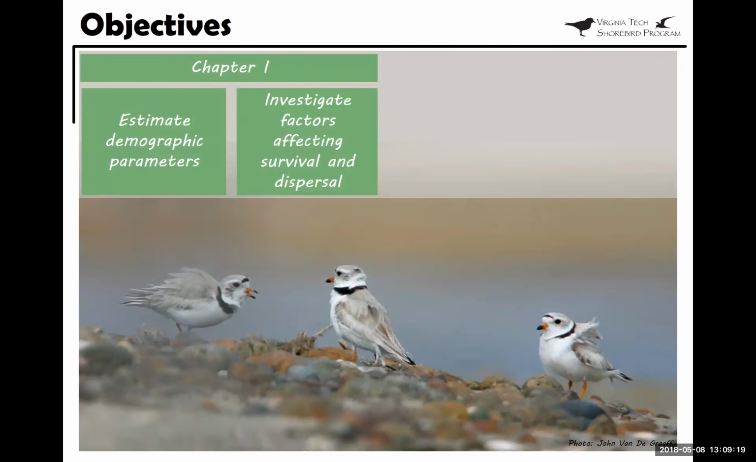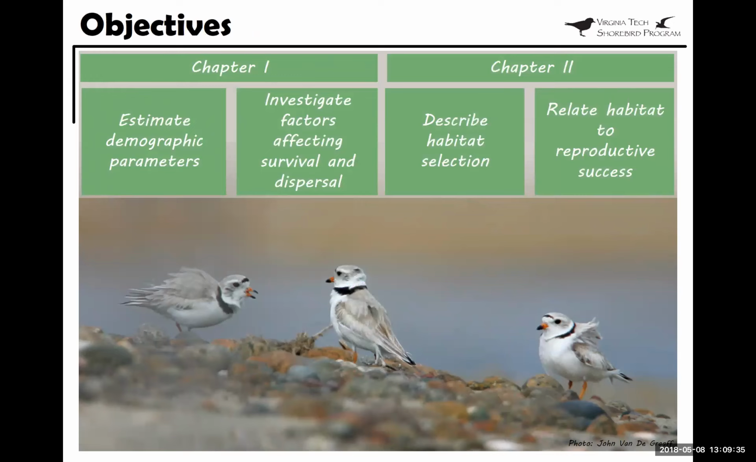So my thesis addresses this big question in 2 parts. First, by estimating survival and dispersal at multiple life stages, I aim to identify which demographic parameters are related to population decline, and then investigate what environmental factors are affecting survival and dispersal. And then second, given the critical role that habitat plays in regulating plover populations, I looked at how habitat changed over time on the Niobrara, including what habitat features plovers select and how these features relate to reproductive success.